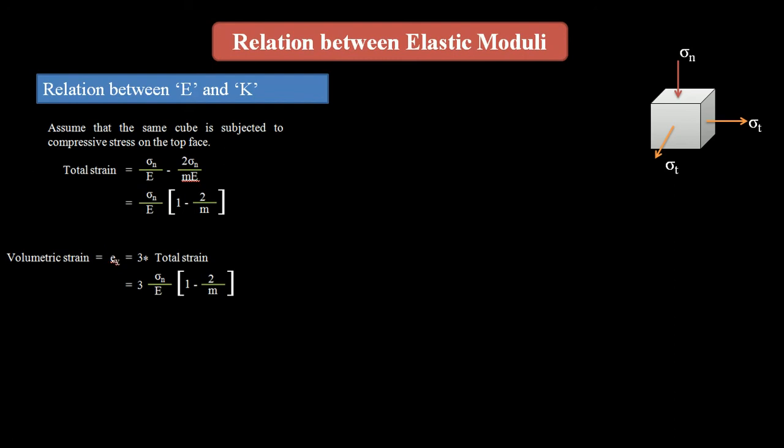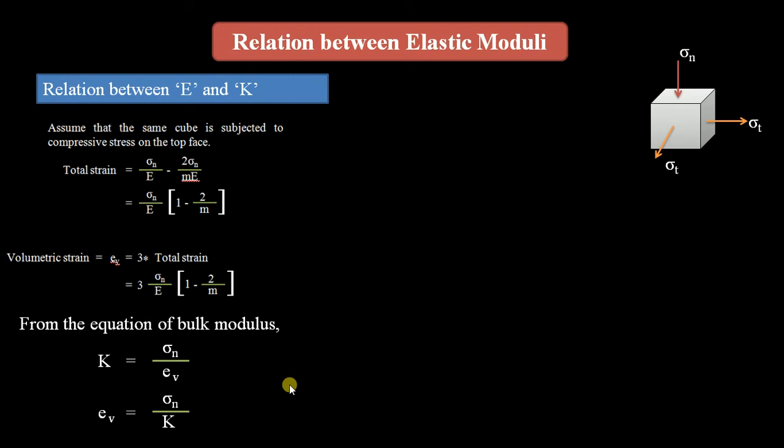Again keep these two equations aside, and try to write the volumetric strain equation by considering the bulk modulus of elasticity formula. So what is the bulk modulus of elasticity formula? K is equal to, we know, normal stress by volumetric strain. This is the standard formula that we have already discussed while defining the bulk modulus of elasticity. So from this equation, EV is equal to sigma n by K. So this is volumetric strain, and the above equation is also volumetric strain.